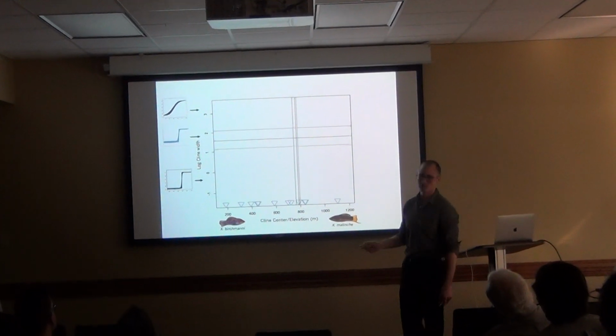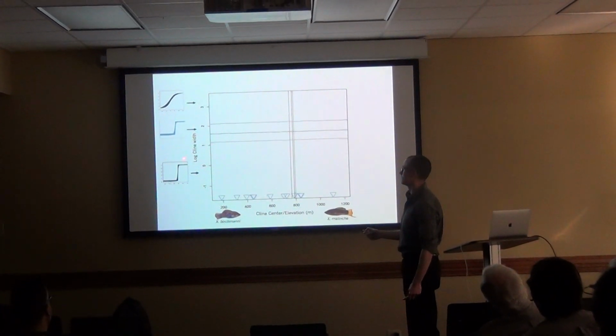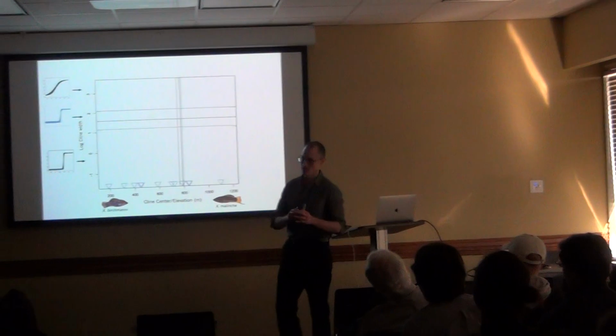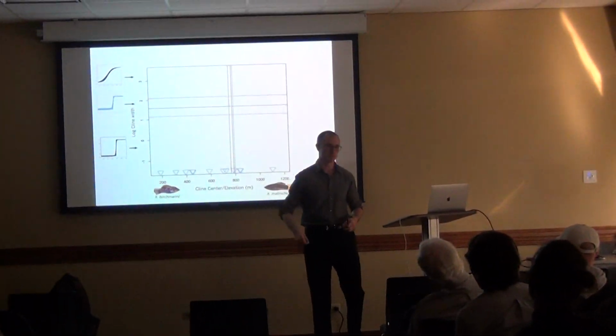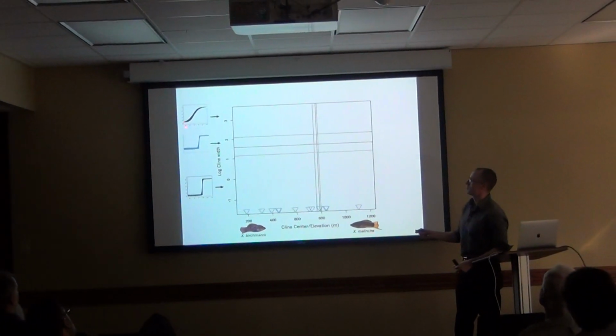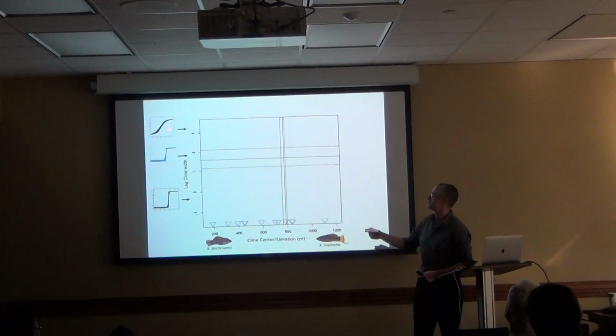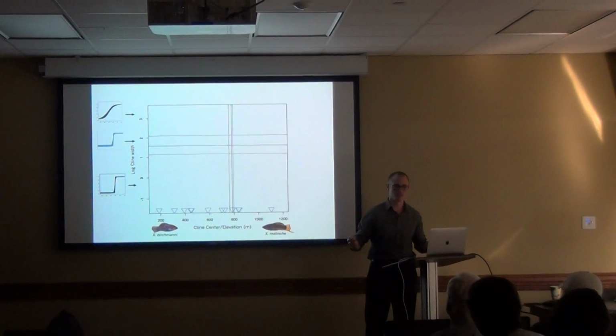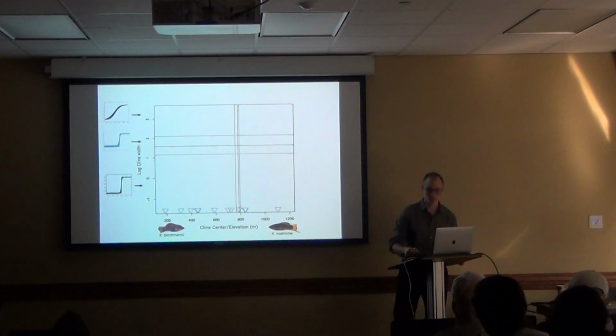So remember, a small width means that the cline changes very drastically. And with a bigger cline width, the cline changes less drastically. It's a sign of a lot of introgression happening.